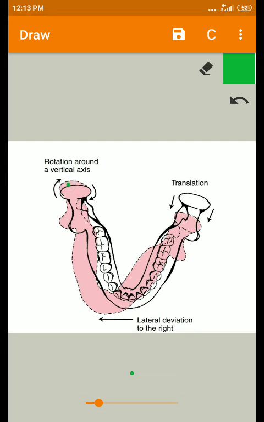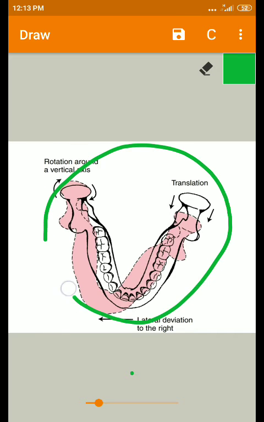Normally both the condyles will move in a symmetrical way during the remaining motions, that is elevation and depression, protrusion and retrusion. Whereas in the lateral deviation, the mandible is moving asymmetrically. That means one condyle is moving in one axis and the other is moving in another way. Here is the superior view of the mandible.